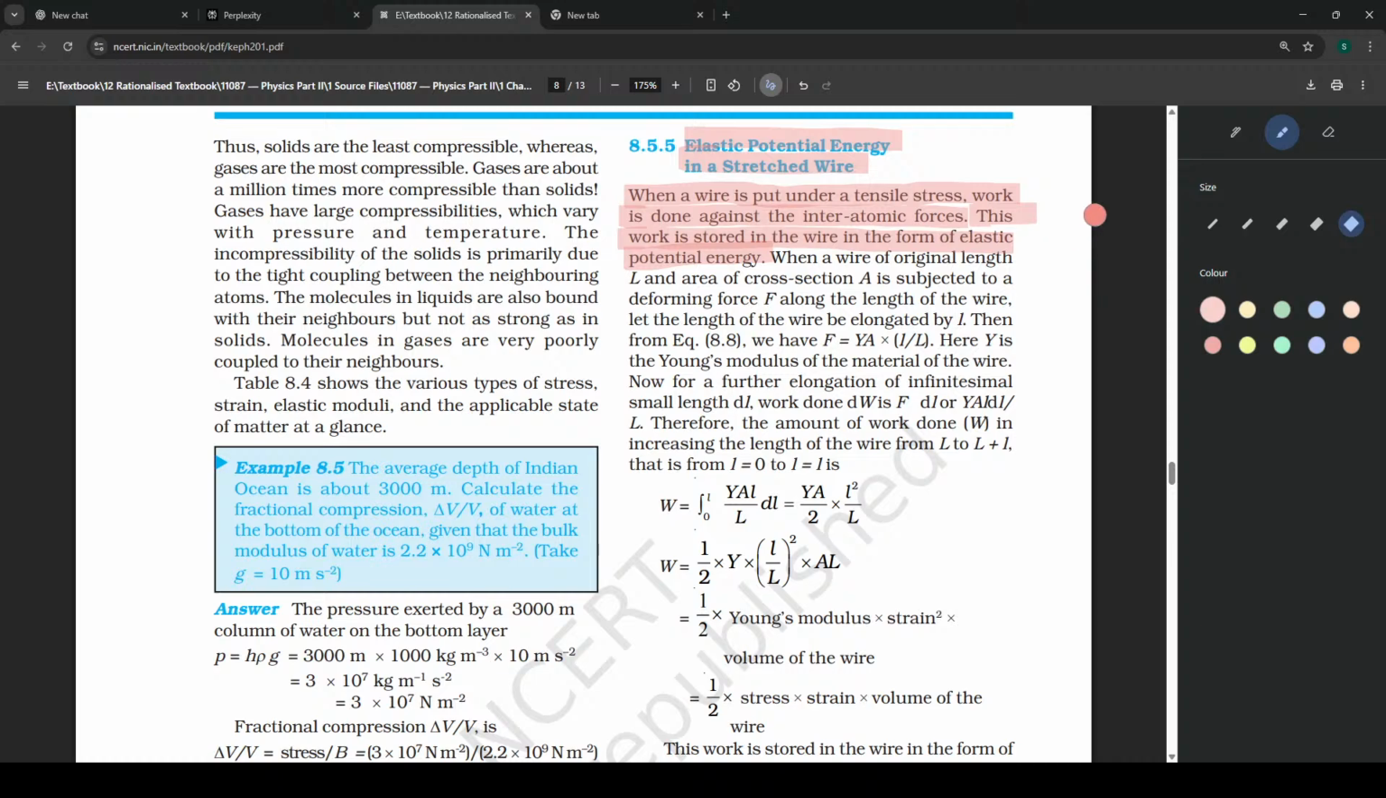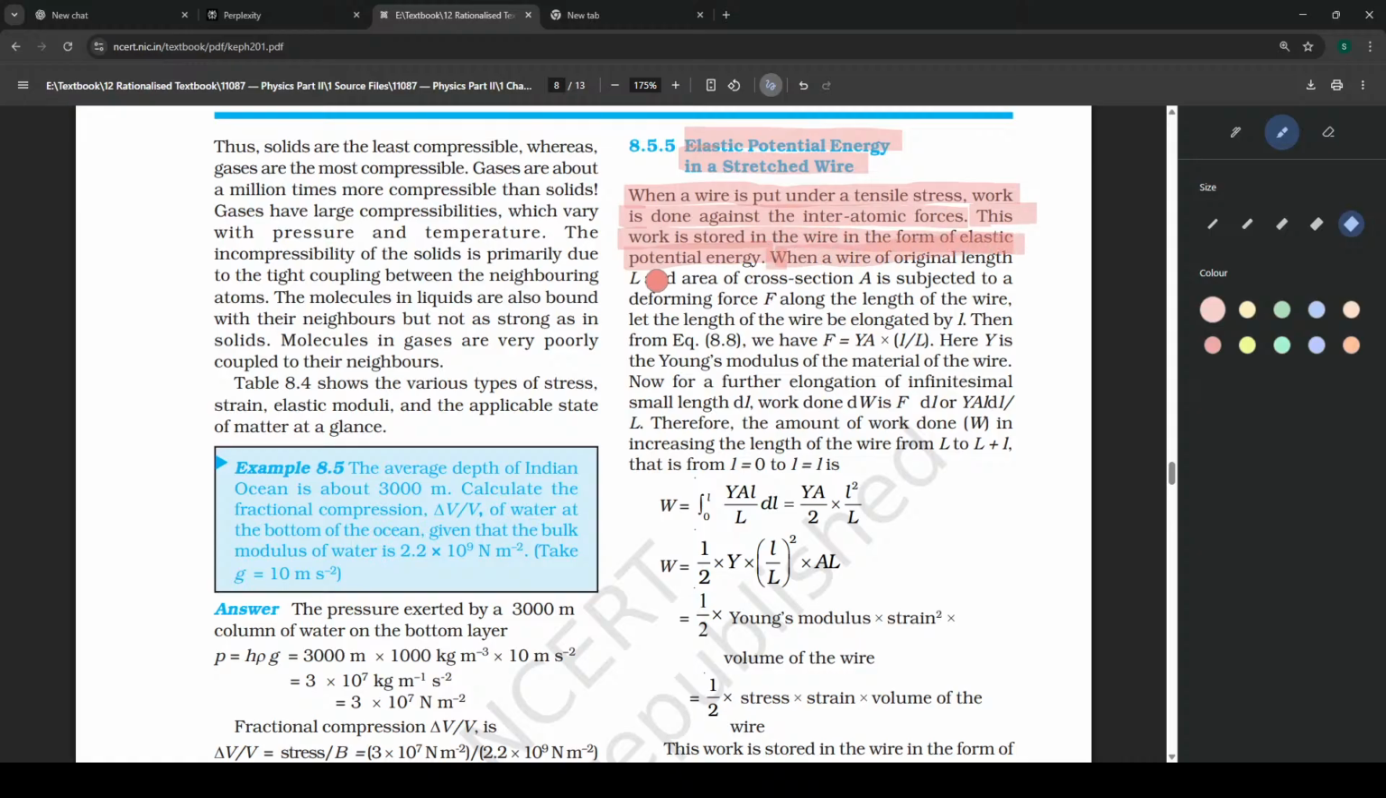When we do work against the tensile stress, we do work against the inner atomic forces. This work done is stored in the wire in the form of elastic potential energy. That is, assuming that the inner atomic forces or the bonds do not completely break, so we are still in the elastic region.